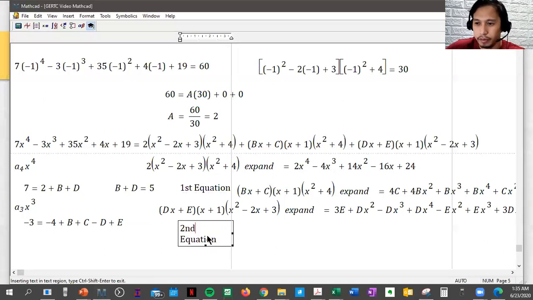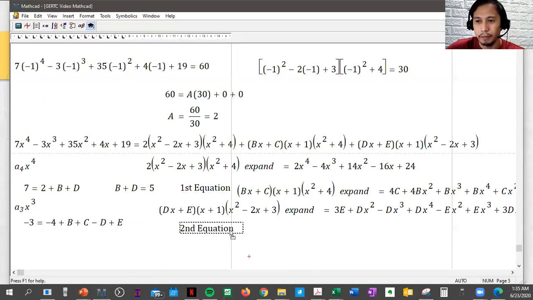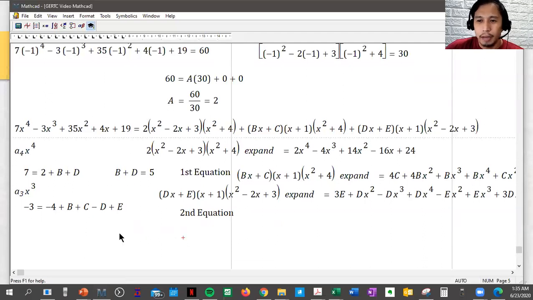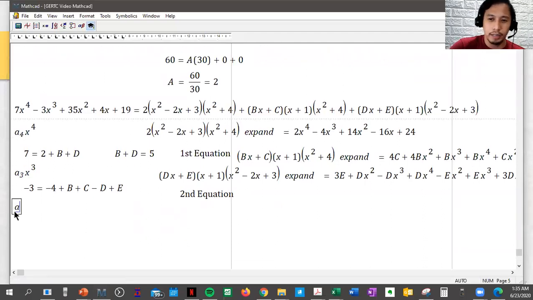Second equation. Okay. Now, sa quadratic naman tayo. A sub 2 x squared.